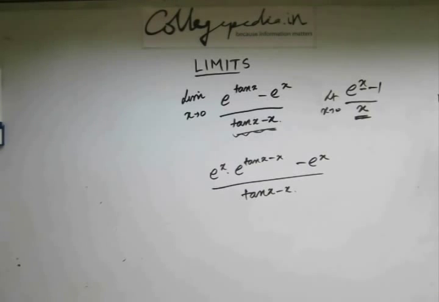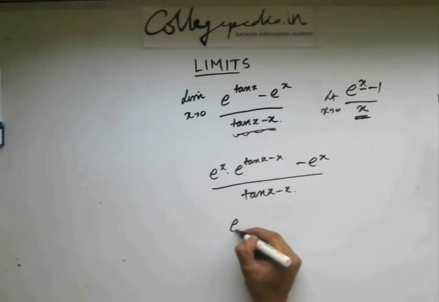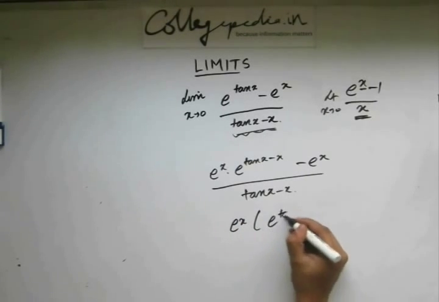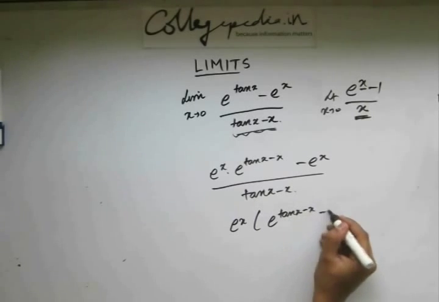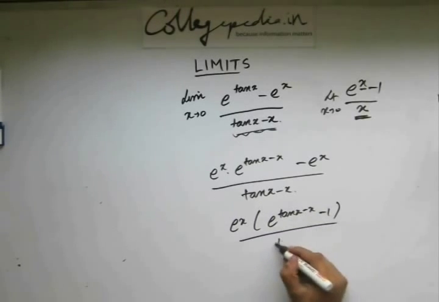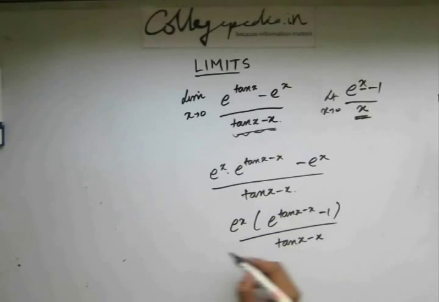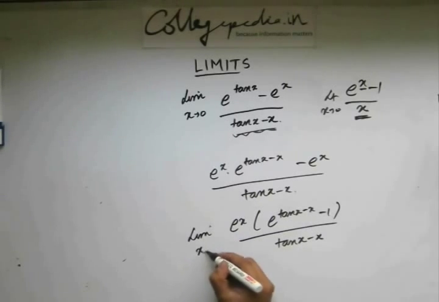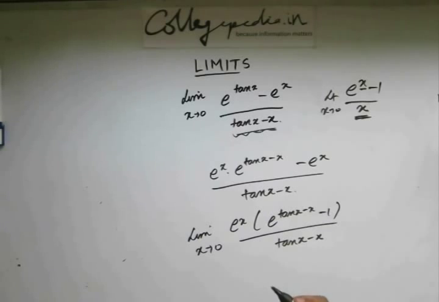Now what I can do is I take e to the power x common for sure. So I'll get e to the power 10x minus x minus 1 by tan x minus x, limit x approaches 0.